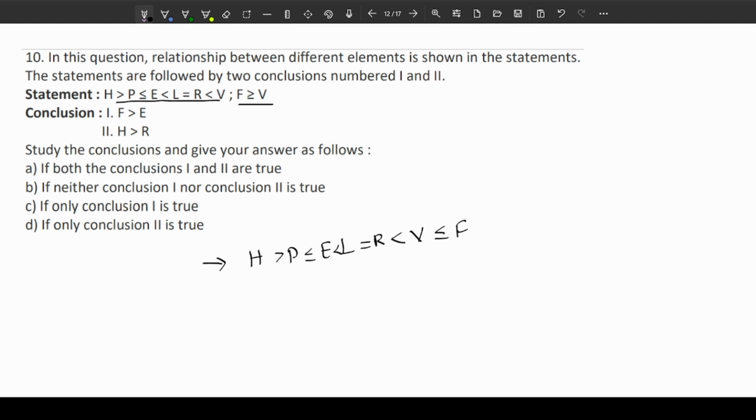Okay, now let's see conclusion one. F more than E. E is here. E less than L less than V less than F. So clearly E is less than F. Hence conclusion 1 of F more than E will follow.